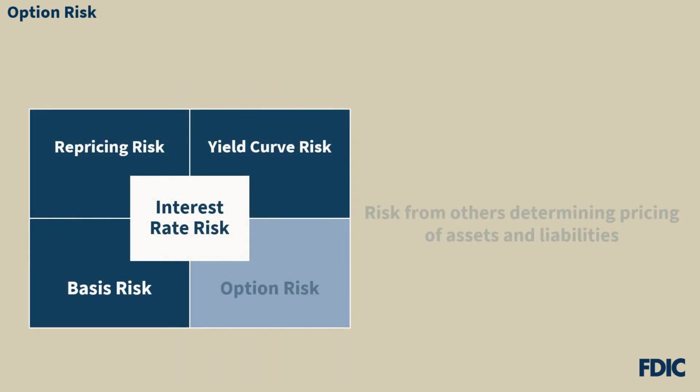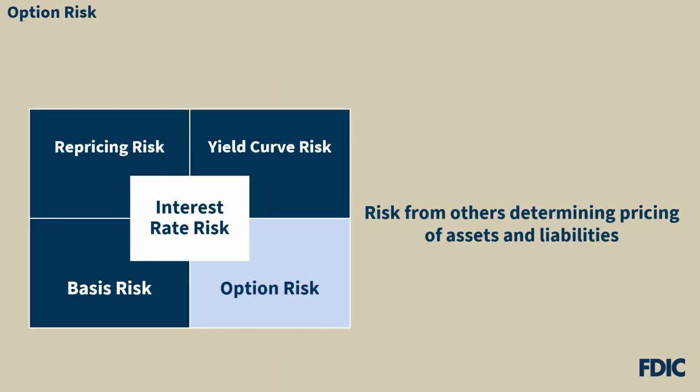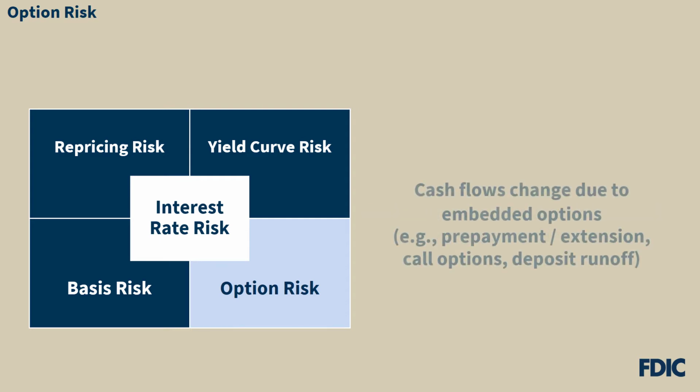Option risk occurs when others determine the repricing of a bank's assets or liabilities. Options can alter the timing of cash flows or rate changes, and option risk is the risk that embedded and explicit options present to an organization. It can adversely affect earnings by capping asset yields or increasing funding costs, and can affect the economic value of a bank's assets and liabilities.